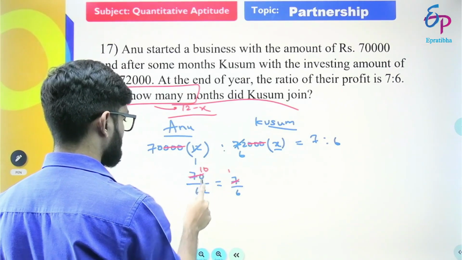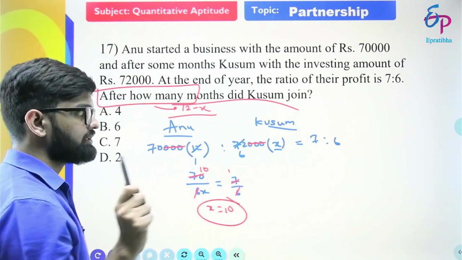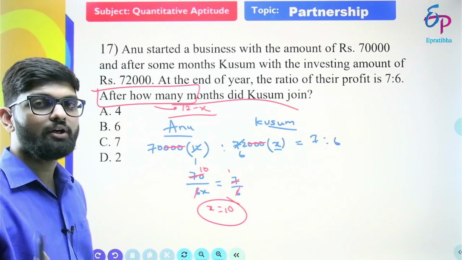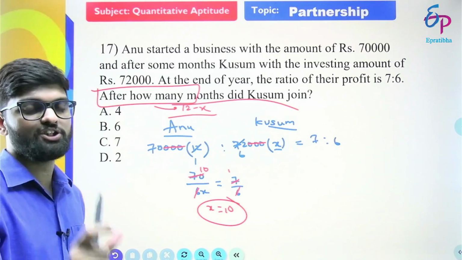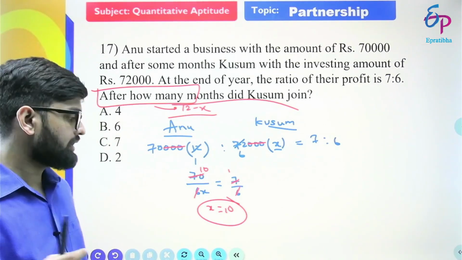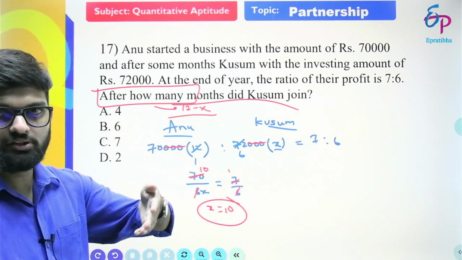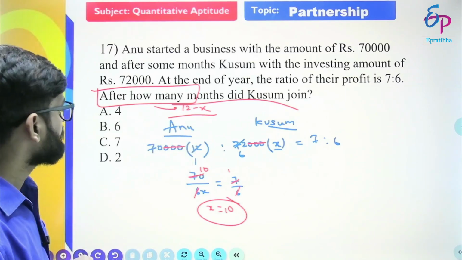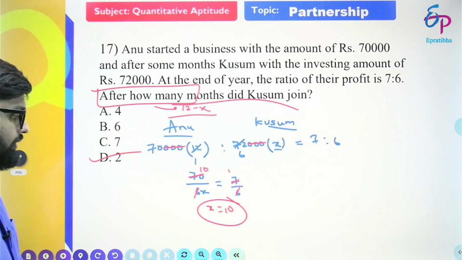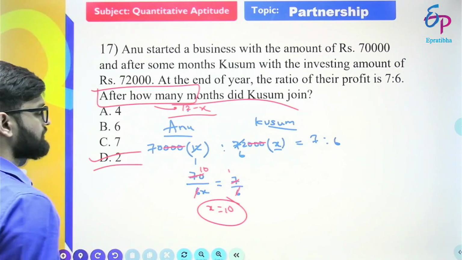7 tens are, so zero cancel. X is equal to 10. So for 10 months Kusum is there in the partnership. 10 months she is there means 2 months she is not there. So from January to December if you take, there are 12 months. 10 months she is there. That means January and February she has missed. So after how many months did she join Anu? After 2 months she joined Anu. After how many months means 12 minus x. So 12 minus 10, that is 2 months.